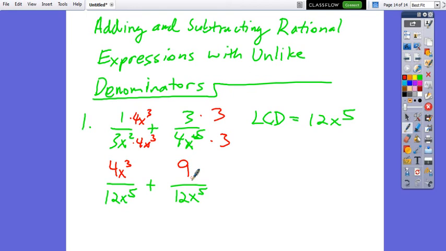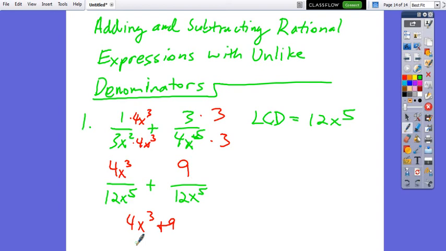Now, are these like terms? Is 4x cubed and 9, are they like terms? No, you can't combine them together and get a simplified expression. You just write it as a sum. So your final answer is going to be 4x cubed plus 9 all over 12x to the 5th. That's it. There you go.